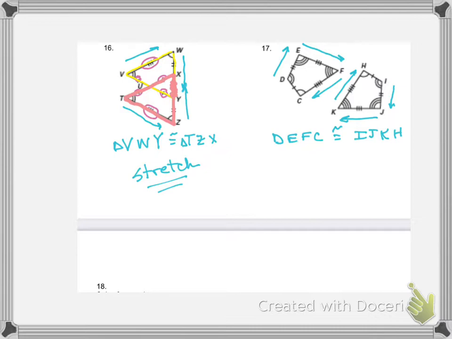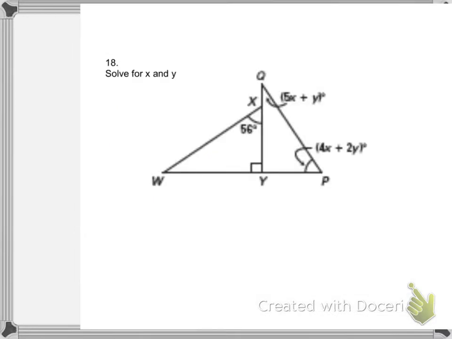Okay, so check your angles. That's the quickest way to know you have this correct. Does D match I? Yes, it does. Does E match J? Yes, it does. Does F match K? Yes, it does. And does C match H? Yes, it does. So they all line up, so I know my congruency statement is correct. Okay, let's go on to the next problem.